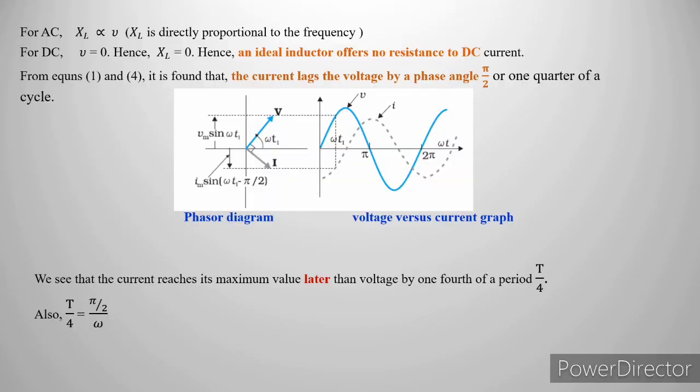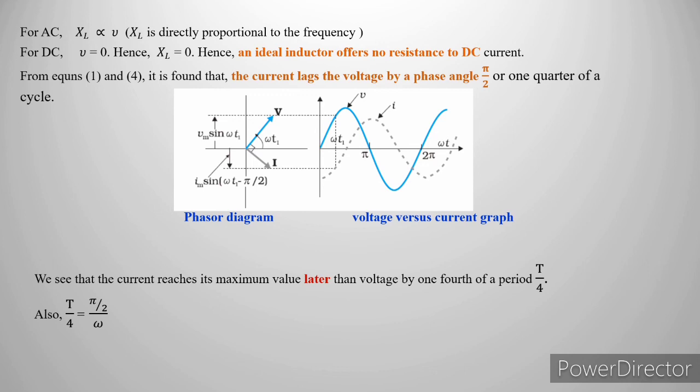For AC, XL is directly proportional to the frequency. For DC, frequency nu equal to 0, hence XL equal to 0. Hence, an ideal inductor offers no resistance to DC current. From equation 1 and 4, it is found that the current lags the voltage by a phase angle pi by 2, or 1/4 of a cycle, that is T by 4.